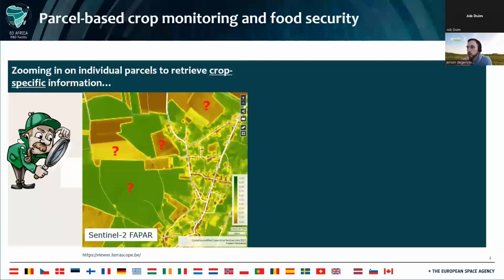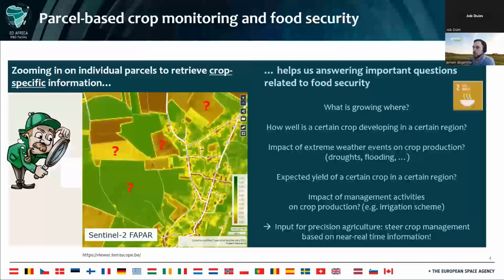So here we want to zoom in on our parcels to get information on how the crop is doing, what crop is growing, where, and this information is extremely valuable to safeguard global food security. So like I said, questions like what is growing where, how well is a certain crop developing in a certain region, what are the impacts of extreme weather events on local crop production in a certain region, what are the expected yields, etc. What is the impact of certain agricultural management choices, for instance, irrigation schemes, how efficient are they? All those questions can be answered if we carefully monitor our parcels.